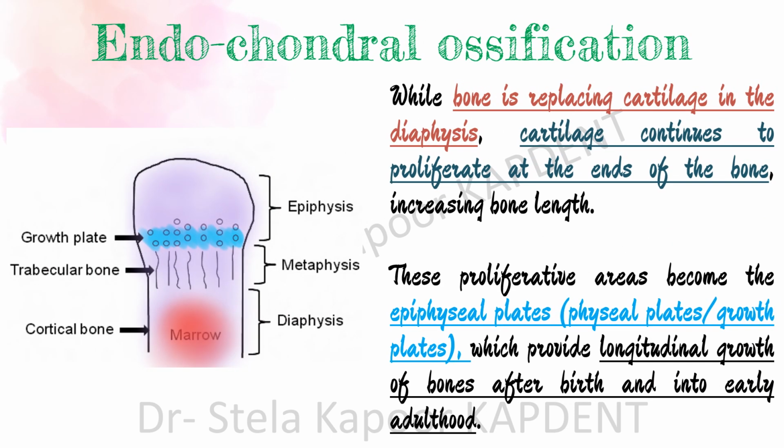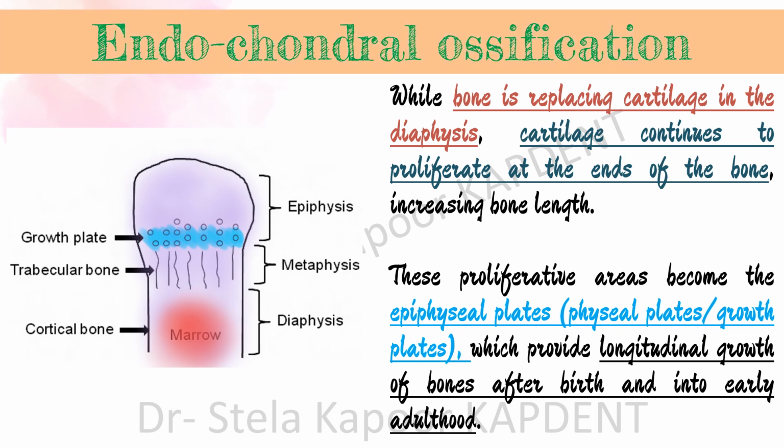The long bone can be divided into three areas: the middle diaphysis, the end of the bone which is the epiphysis, and the area in between the two which is the metaphysis. While the cartilage is being replaced by bone in the area of the diaphysis, at the end the cartilage continues to proliferate in order to increase its length. These proliferative areas are also known as the epiphyseal plates, the physeal plates, or the growth plates, and these allow for the longitudinal growth of bones to occur after birth and also into early adulthood.